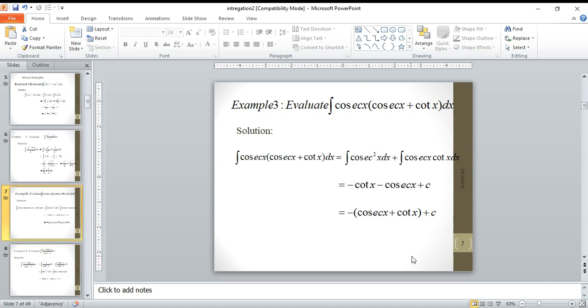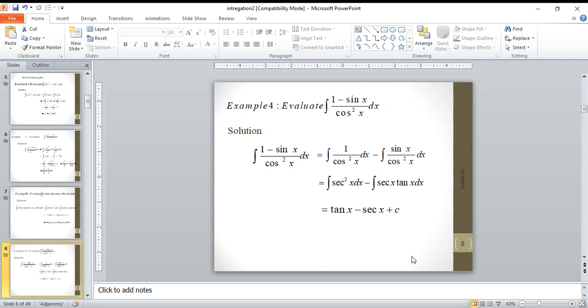Integration cosec square x dx, the answer is minus cot x, and integration cosec x into cot x is minus cosec x plus c. So overall, minus cot x minus cosec x plus c.